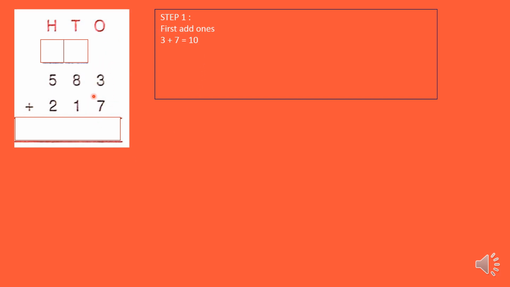Which number is bigger? 7 is the bigger number. 7 is in your mind, 3 is in your hand. 7 after that 8, 9, 10. So how do we have to write 10? Always the right side digit will be under the ones column. So we are writing 0 under the ones column.